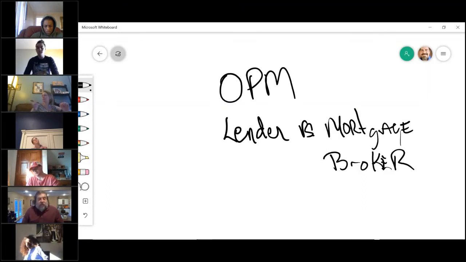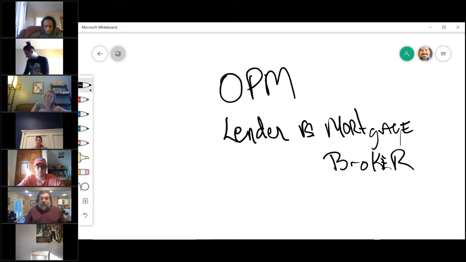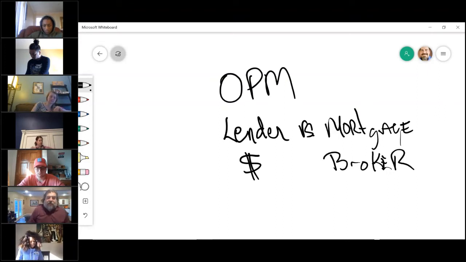This is the first prime example. There are two different types of people. There is a lender and there is a mortgage broker. A lot of people think a mortgage broker is a lender. No, they are not. A lender is the guy that actually puts his hand in the pocket and gives you money. A mortgage broker, there's that word again, broker, is very analogous to a real estate broker.